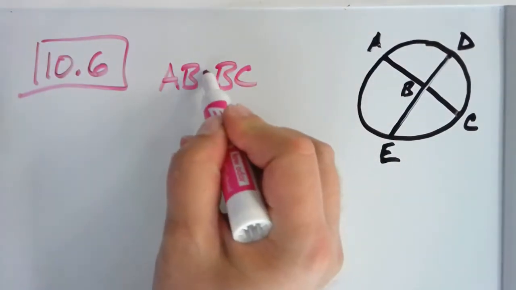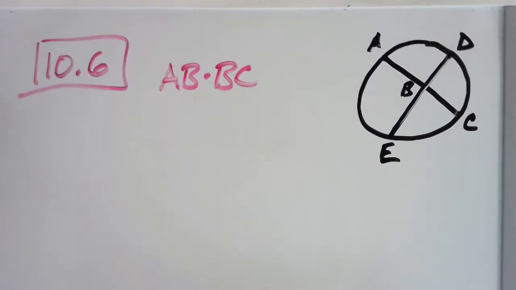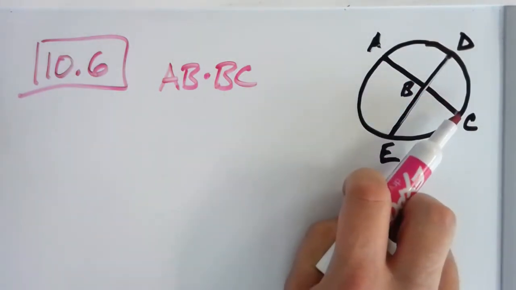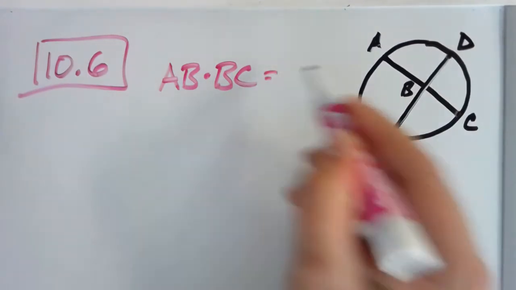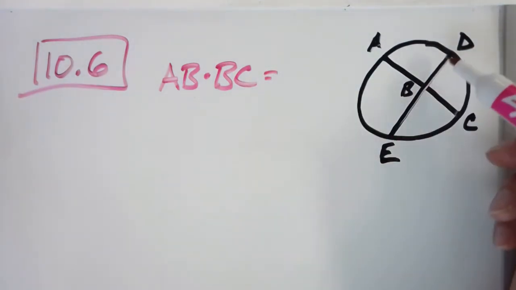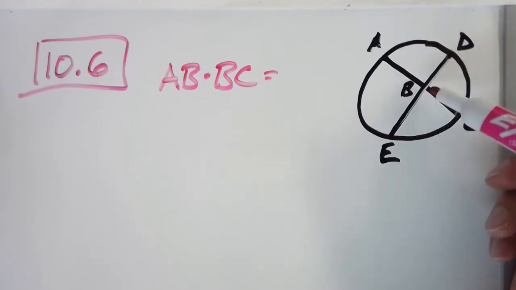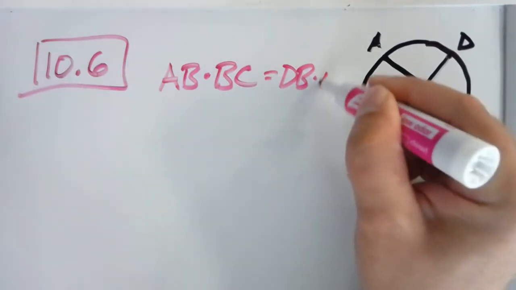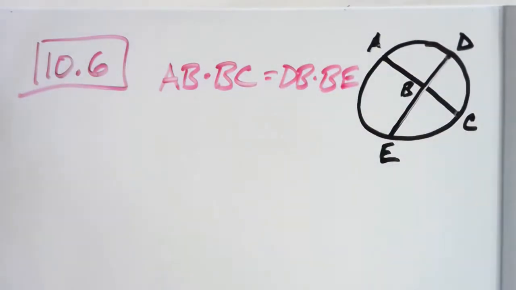If I multiply those pieces together, again, for chord number 1 here, I could have started with chord DE for the record, but I started with this one. That's going to equal chord number 2's pieces multiplied together. And the pieces of chord number 2 here would be D to B and then B to E. As long as you can set yourself up with this equation, it's essentially going to boil down to collection of like terms and then solving for a variable.